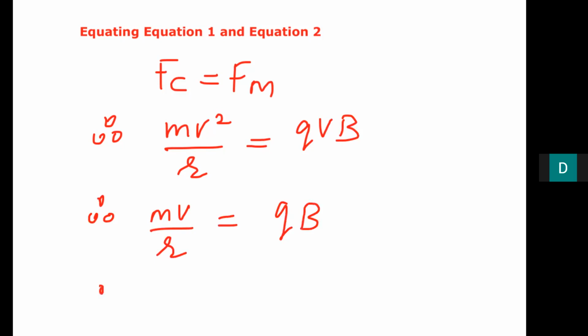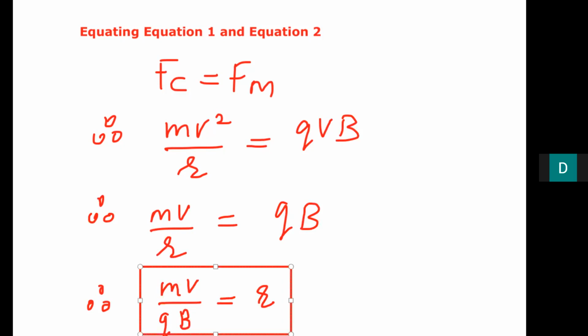So here I can get the radius. mv upon qb is equal to r. I can call this equation 3. This is the radius of the path that the charge travels while being under the influence of centripetal force.